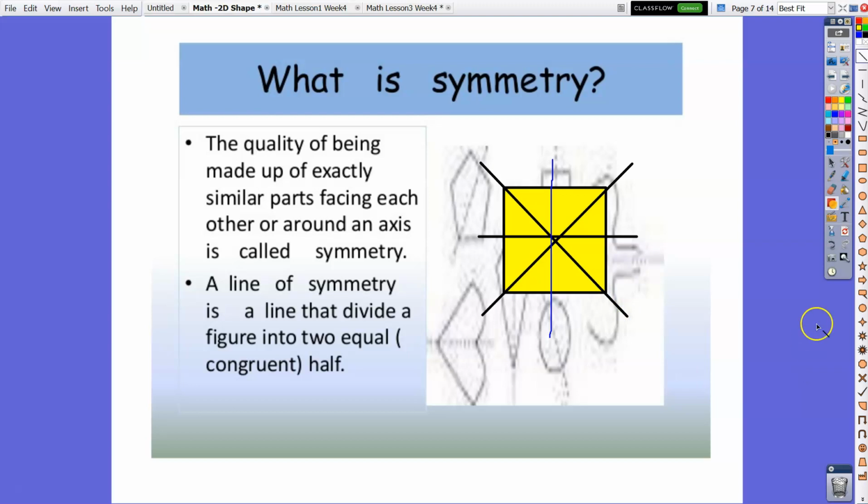Now suppose you have a star. A star can only be divided equally by a line of symmetry that is vertical.